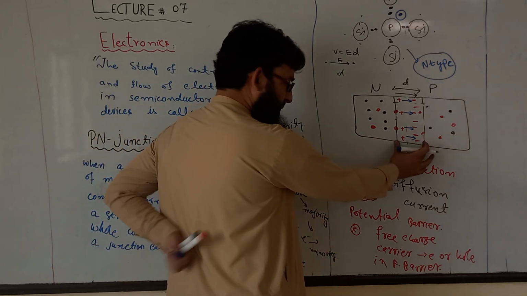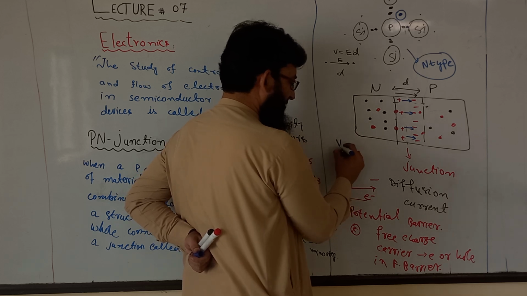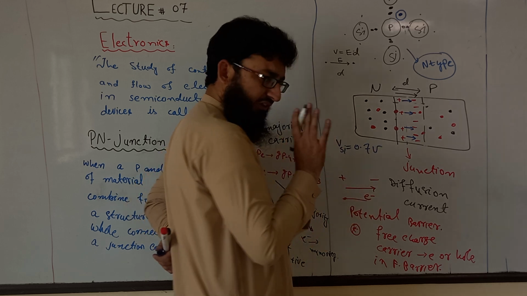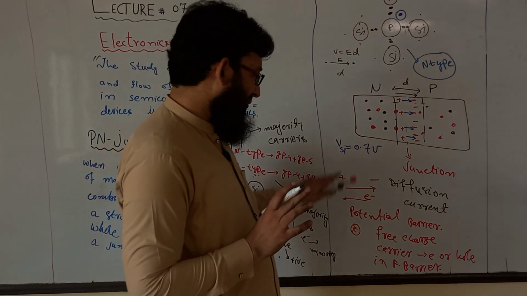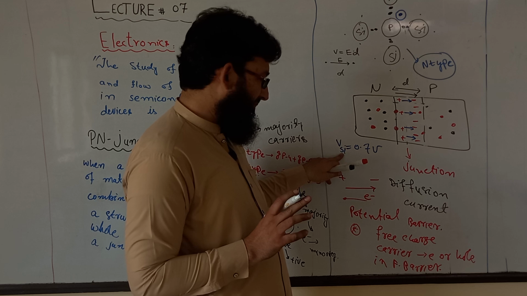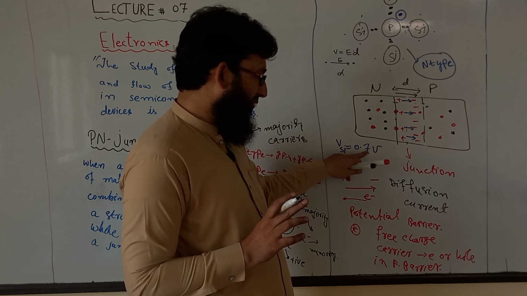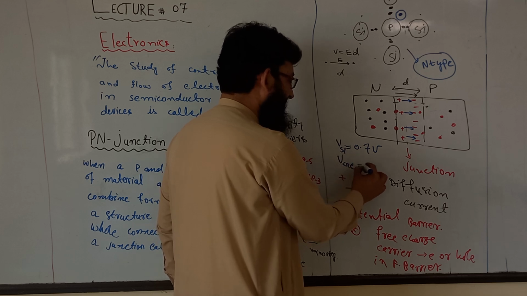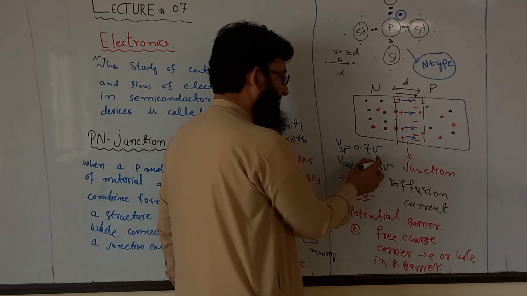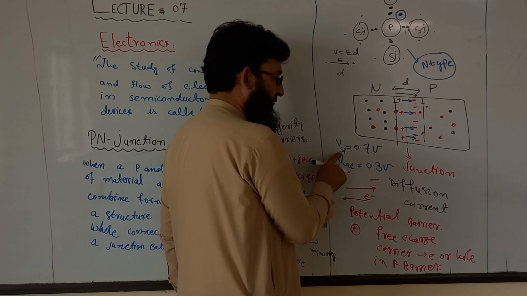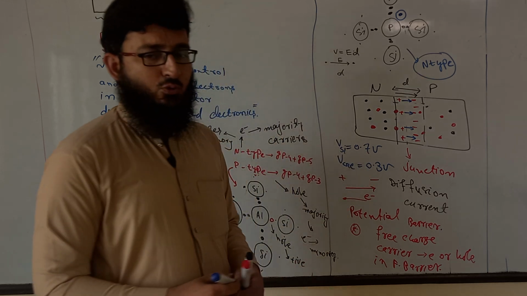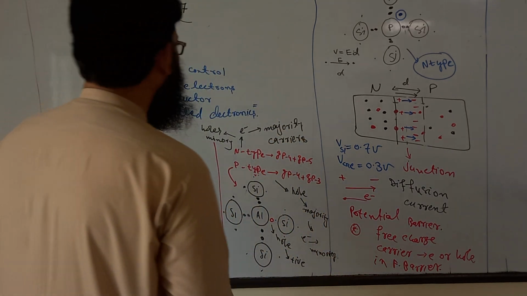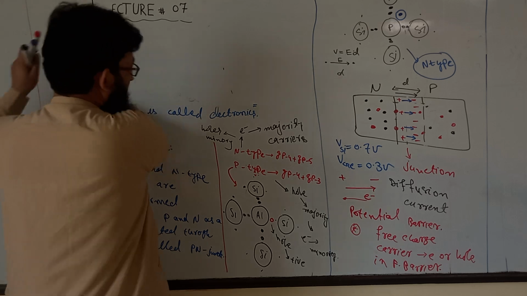The value of this potential barrier for silicon is 0.7 volt. If you don't have any idea about this, silicon's first letter is S, for 7, S7, and the potential barrier for germanium is 0.3 volt. One is 0.3 and one is 0.7. For silicon it is 0.7, so automatically you can choose 0.3 for germanium. Okay.